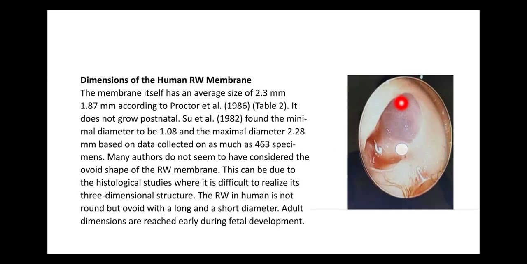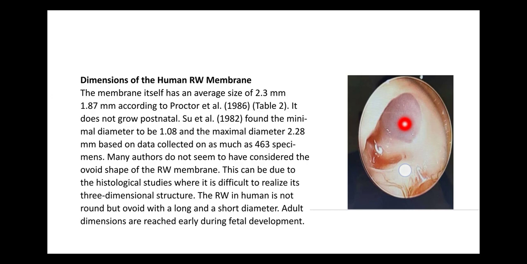Dimensions of the round window membrane. The membrane itself has an average of 2.3 mm according to Proctor. It does not grow postnatally. Sue found the minimum diameter to be 1.08 and the maximum diameter to be 2.28 millimeters based on data collected on as many as 463 specimens.